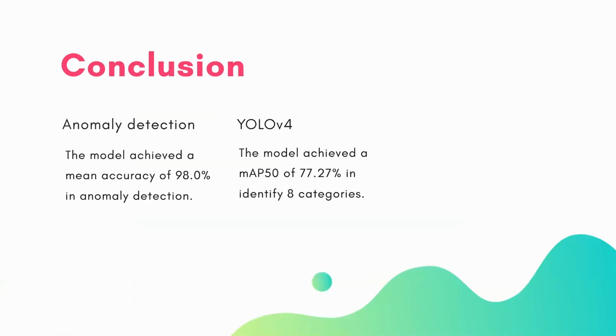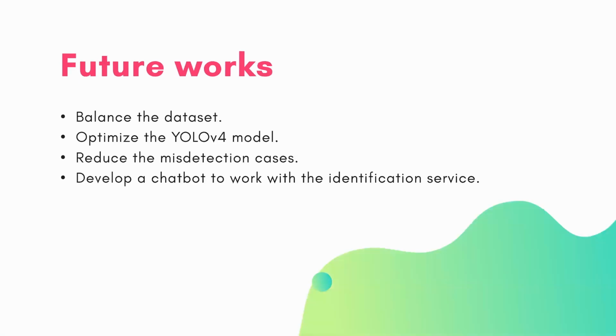Okay, here's my conclusion. The model achieved a mean accuracy of 98.0% in anomaly detection, and the model achieved a mean average precision of 77.27% in identifying 8 categories.